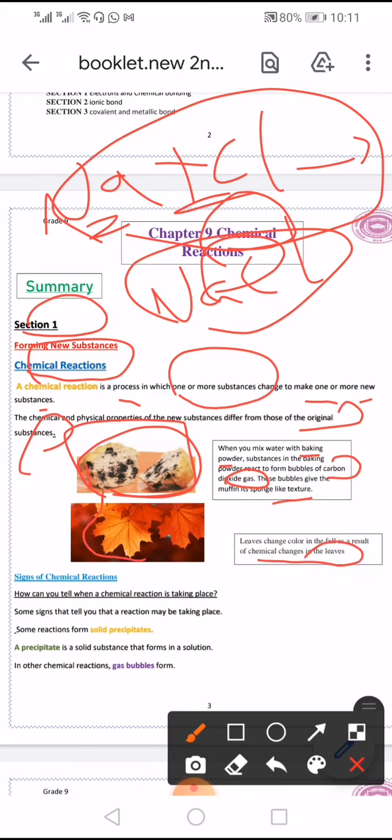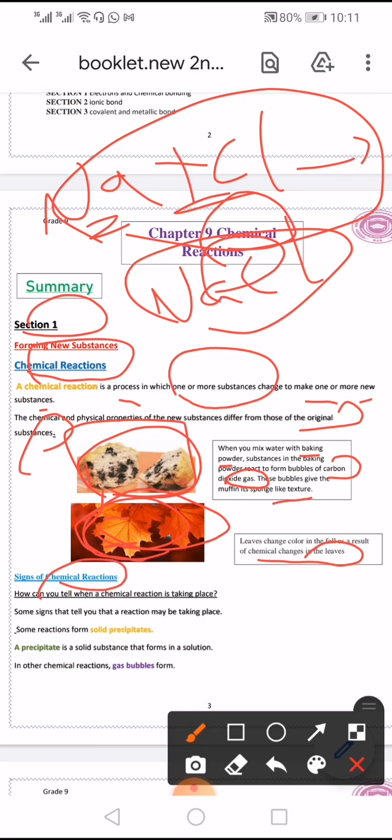Another example: leaves change color in the fall as a result of chemical change in leaves. In the leaves in autumn, what happened? It reacts and forms a new substance. This new substance has a different color, an orange color like this, not the green color of the leaf. This is a chemical reaction.